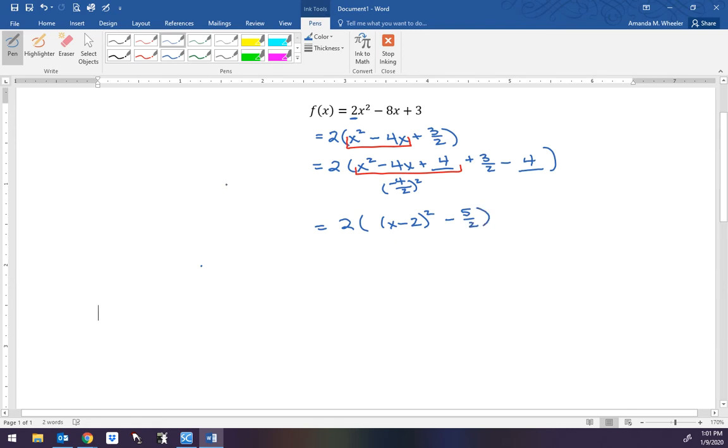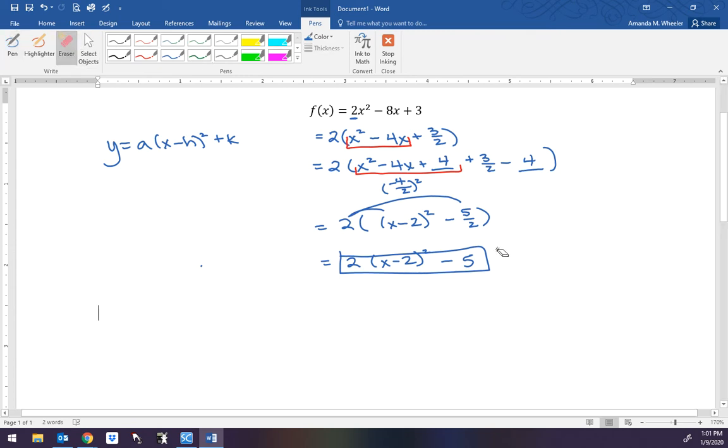And then our last step to get it in that vertex form, which remember is a times x minus h squared plus k, we're going to distribute that 2. So all we're going to do for this last step is to distribute the 2 to both of those pieces. Since we have that exponent, order of operations says we can't do anything until we expand that exponent, which we don't want to do. And then 2 times negative 5 halves is negative 5. And so that would be the vertex form of our quadratic.